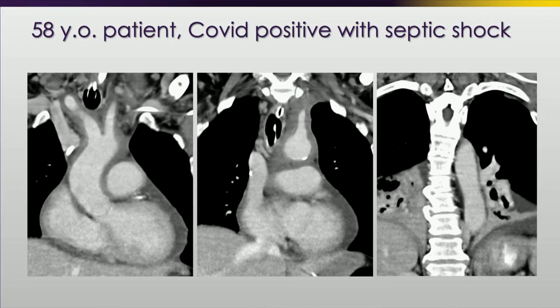We'll start with a patient. This is a 58-year-old, just tested COVID positive with septic shock. These coronal CT reformats show us wall thickening of the ascending thoracic aorta, aortic arch, and takeoff of the great vessels with some relative sparing of the descending thoracic aorta.